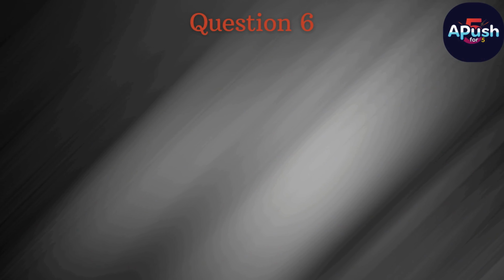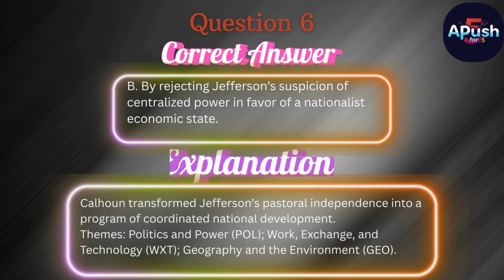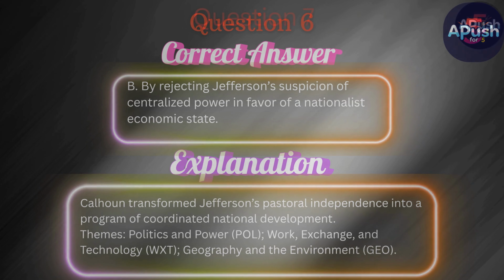The correct answer is B. By rejecting Jefferson's suspicion of centralized power in favor of a nationalist economic state, Calhoun transformed Jefferson's pastoral independence into a program of coordinated national development.